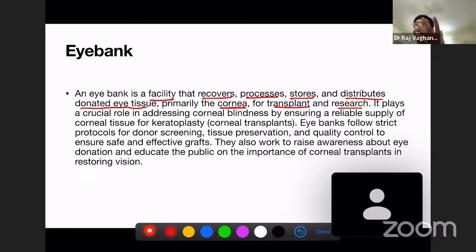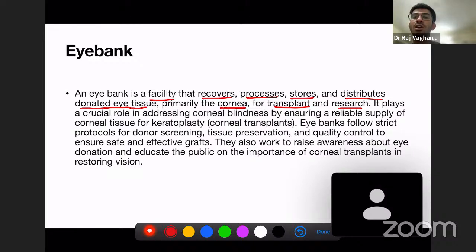What is happening over here? If keratoplasty is done, the cornea has been taken out. We are recovering it, processing it, storing it, and distributing it to the needy person. It can also be used for research purposes, or it can be used for corneal transplant surgeries. So that's the function of the eye bank.